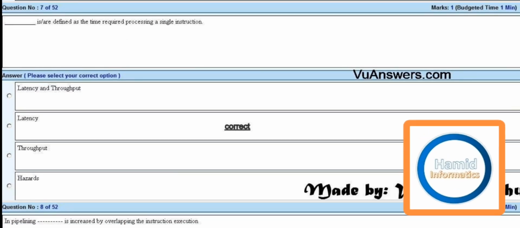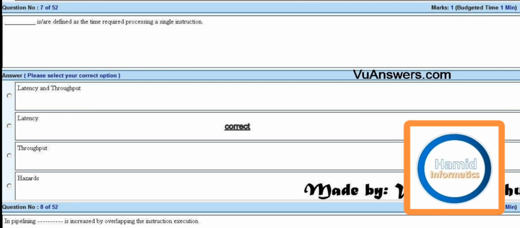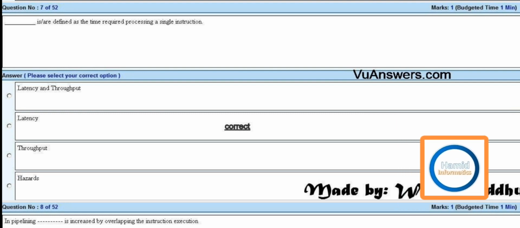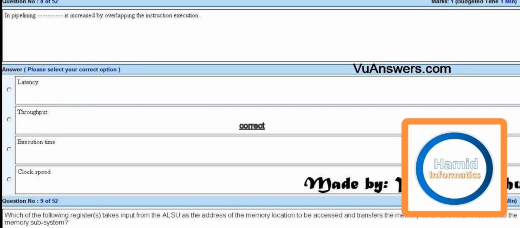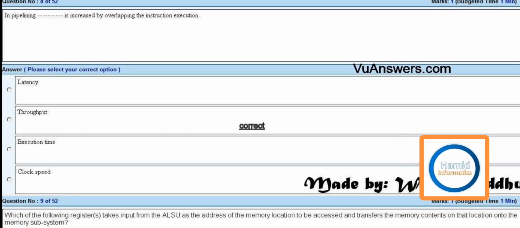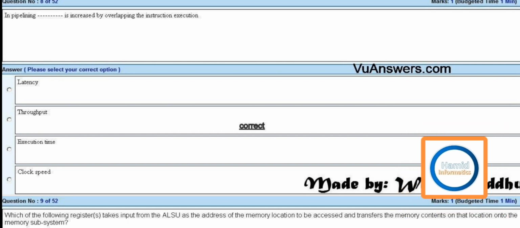Dash is defined as the time required to process a single instruction, and the answer is latency. In pipelining, dash is increased by overlapping the instruction execution. Answer is throughput.